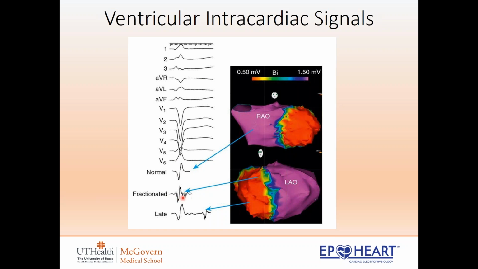We get these fractionated late signals. And then inside the dead area, we can actually have some signals. And these signals are what cause the VT to happen. So we go in there and we find all these and we burn them. And that way they hopefully will not have their VT anymore.